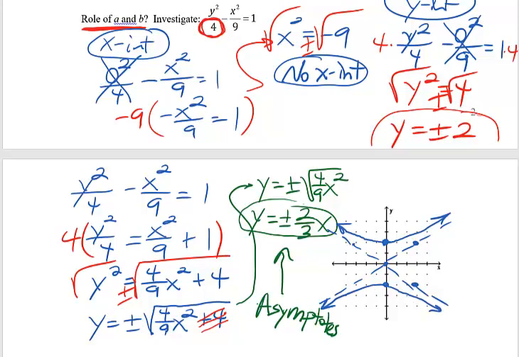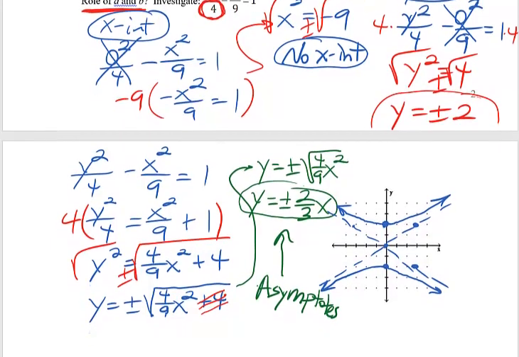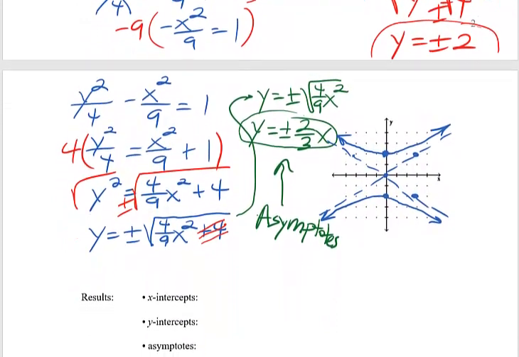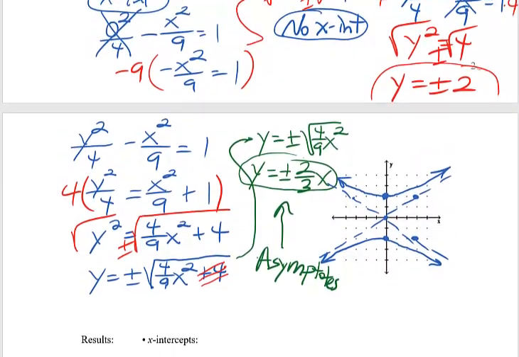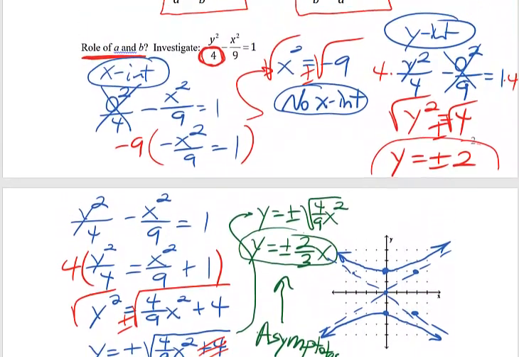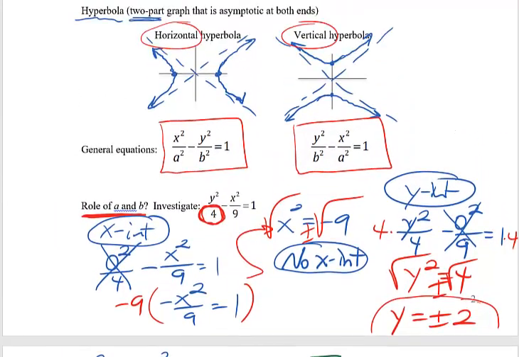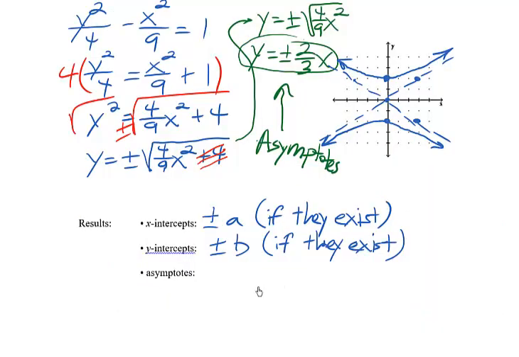Now, we don't want to have to do all this work every time, so we want to now look for some patterns and generalize. We've already stated the patterns for the x and y intercepts. If the x-intercepts are going to exist, which they would in a horizontal hyperbola, they are going to exist at plus or minus the a. If you have a vertical hyperbola, on the other hand, and you have y-intercepts, then those are going to exist at plus or minus b. What about the asymptotes? Well, hopefully you have already realized that they fit a very, very simple pattern as well. You're not going to have to go all through this again.